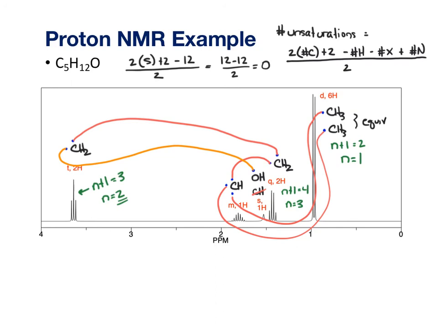So let's clean up our structure. So we have OH connected to the CH2. That's connected to another CH2. That's connected to the CH. And that's connected to two CH3 groups. So we do that, and we're done.